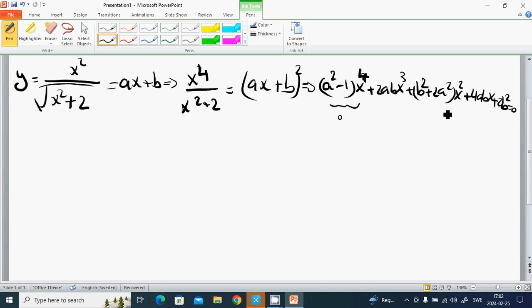And this must be 0 and this must be 0. Then a equals 1 and b equals 0. A is plus minus 1, and b equals 0. Then y equals plus minus x is the linear asymptote.